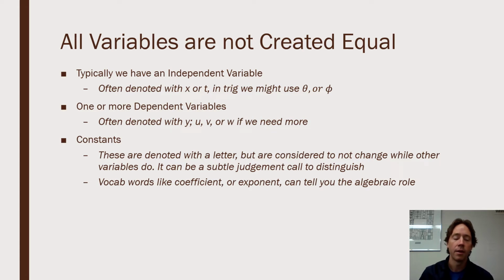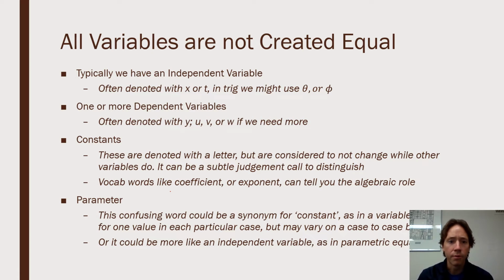Then there's variables which we might call constants, still a letter that stands for a number, but these are considered not to change while the other variables do. And if there's no context of a question, it might be a judgment call to know what's a constant and what's a variable. We'll try to always make it clear. We might use other vocab words like a coefficient or exponent, and these will tell you the algebraic role of the constant, right? Exponent, you know where that goes.